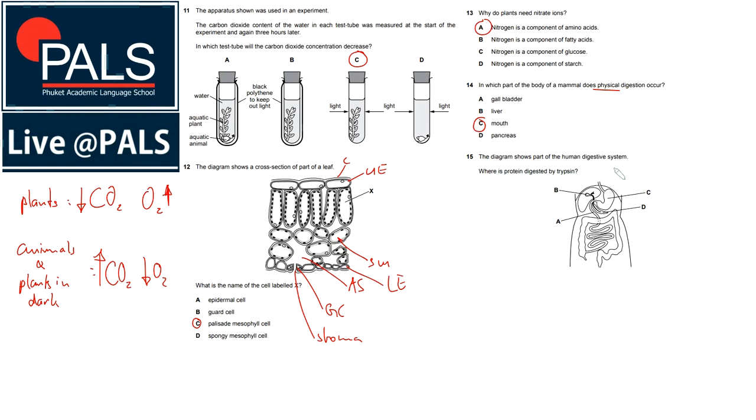The diagram shows part of the human digestive system. Where is protein digested by trypsin? Trypsin is an enzyme that is produced in the pancreas and released into the small intestine, specifically the first part of the small intestine, the duodenum, and that is structure A. So it is produced in D, but it is released into the duodenum, small intestine, and that's where it's active.